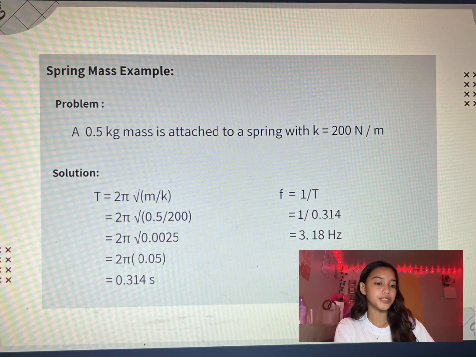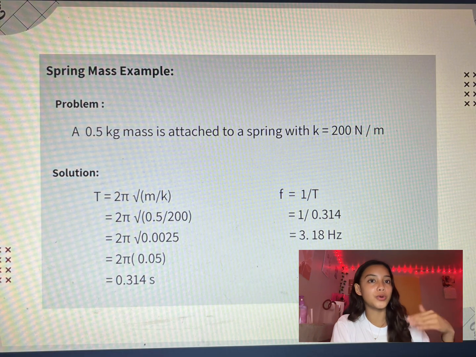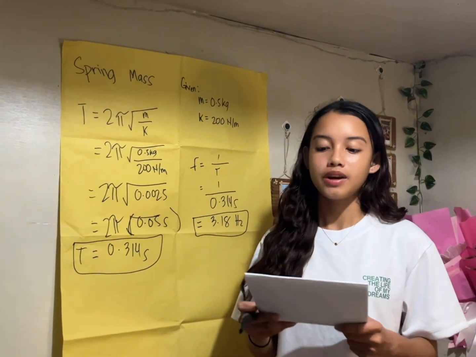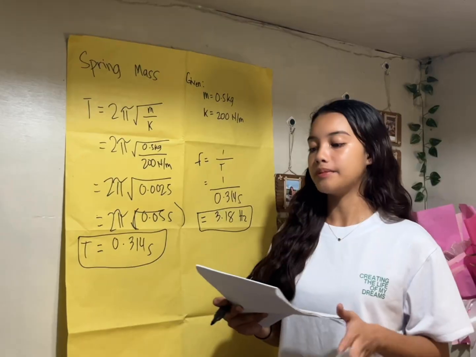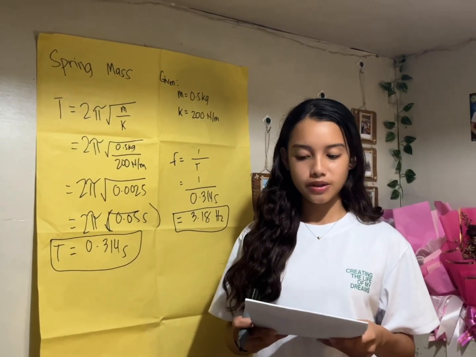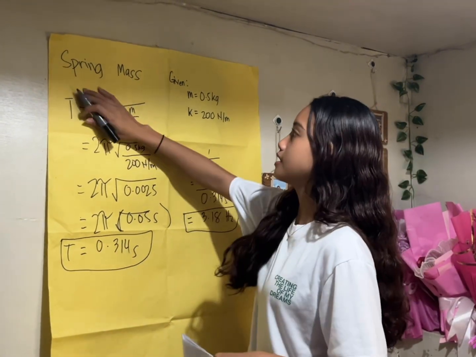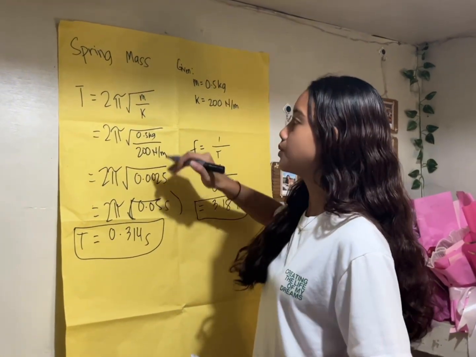So next, let's proceed to the spring mass example. Let's hear the problem. A 0.5 kilogram mass is attached to a spring with k equal to 200 Newton per meter. So let's see the solution. As I said earlier, the problem is a 0.5 kilogram mass attached to a spring with k equal to 200 Newton per meter. So this is the solution I did.